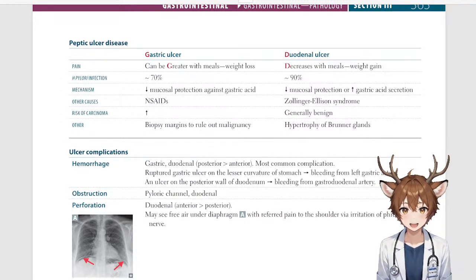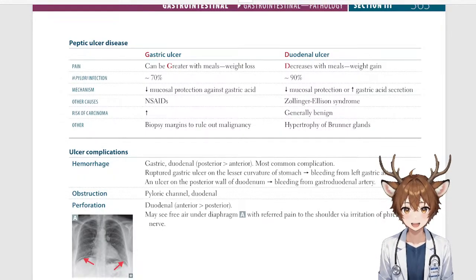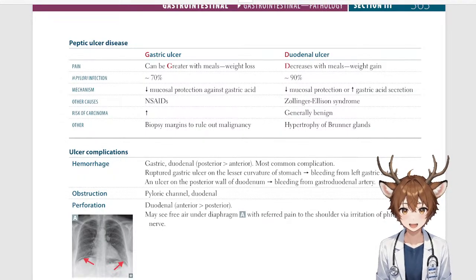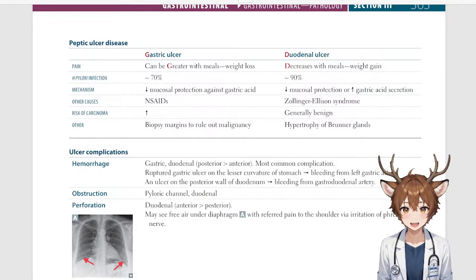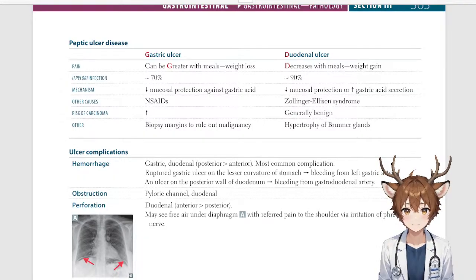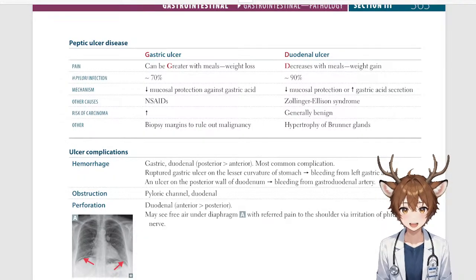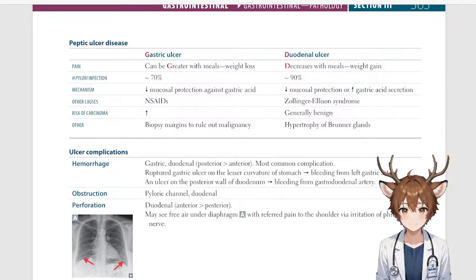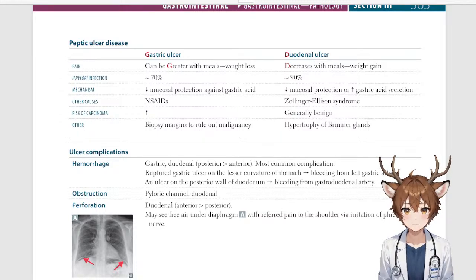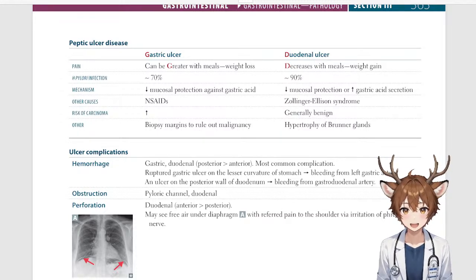What about ulcer complications? Hemorrhage, gastric, duodenal, posterior more than anterior. Most common complication, ruptured gastric ulcer on the lesser curvature of the stomach, bleeding from the left gastric artery. An ulcer on the posterior wall of the duodenum, leading to bleeding from the gastroduodenal artery. The obstruction, pyloric channel, duodenal. Perforation, duodenal, anterior more than posterior.